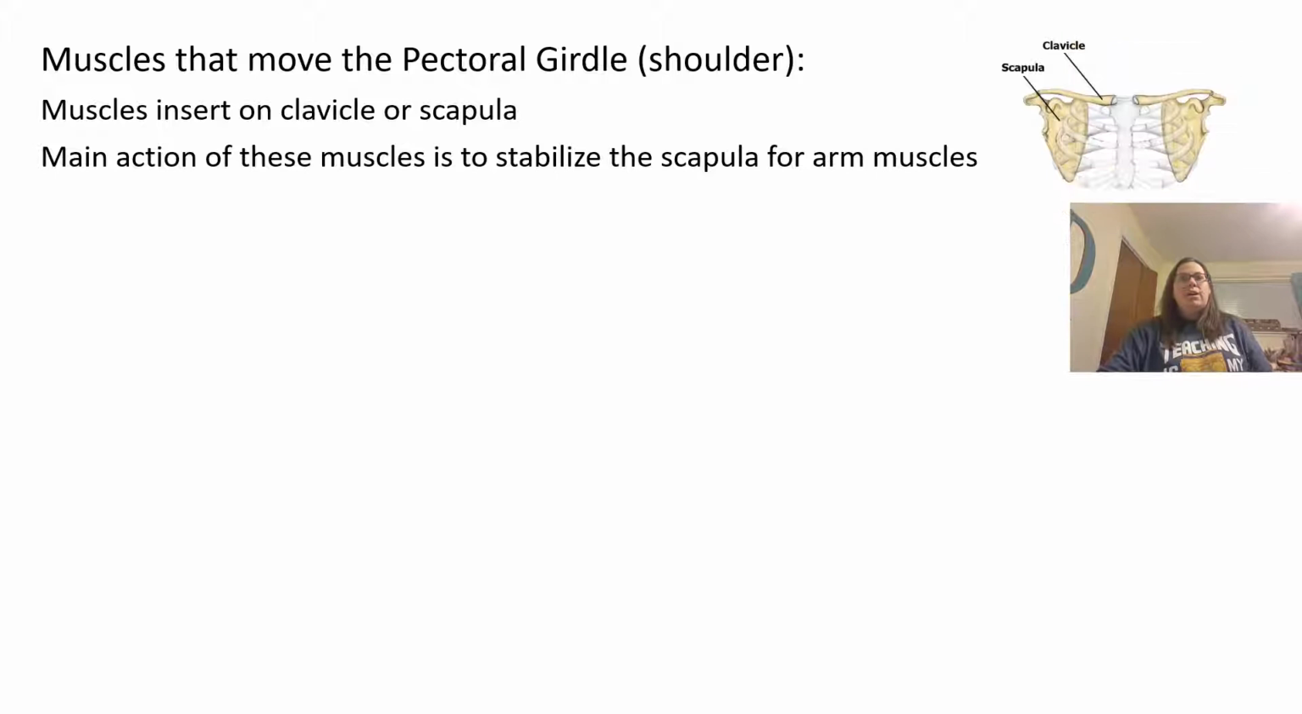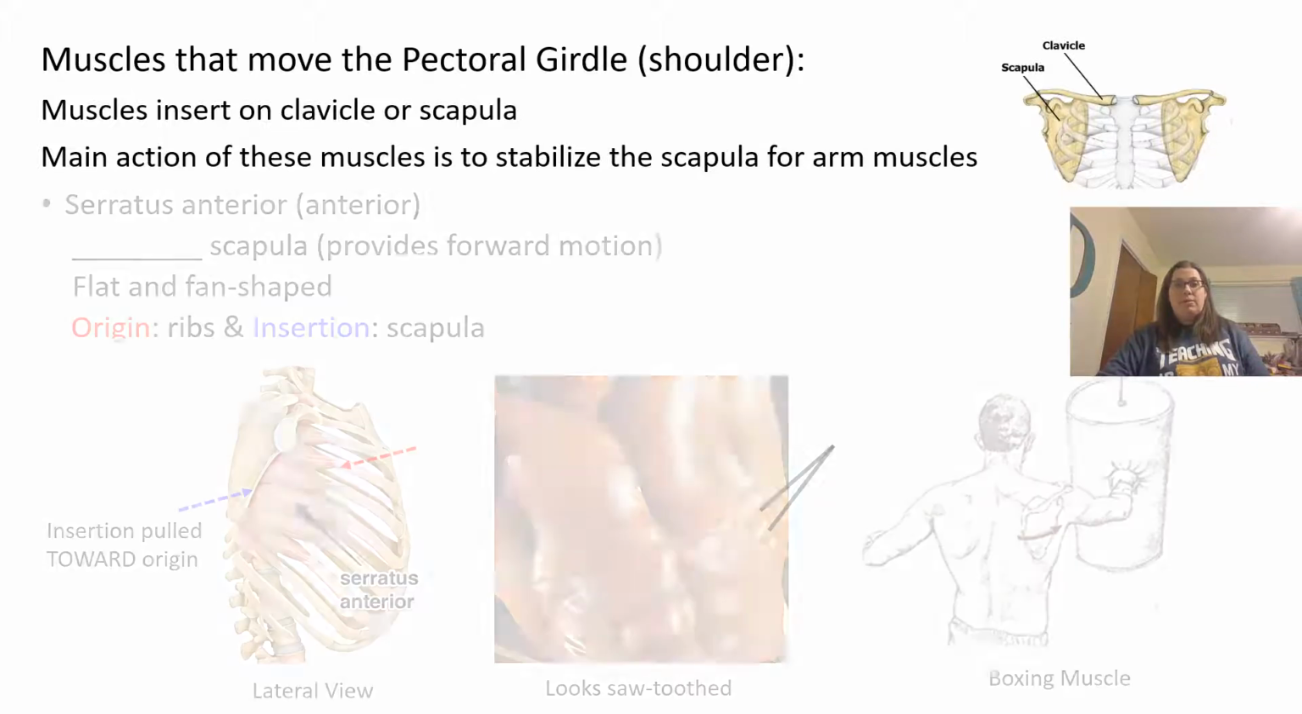All right, so now let's look at muscles that move the pectoral girdle, or your shoulder. These muscles insert on the clavicle or the scapula, and the main action of these muscles is to stabilize the scapula for the arm muscles.